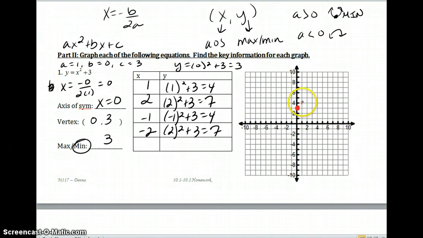So we have 1, 4 and negative 1, 4. And then we have 2, 7 and negative 2, 7. Connect the points. You should have a nice little U-shaped parabola. Label your vertex. Make sure that you have arrows at the end of your parabola, otherwise you will lose points. And then go ahead and draw in the axis of symmetry, which is a dashed line with arrows at the end, and label your axis of symmetry.